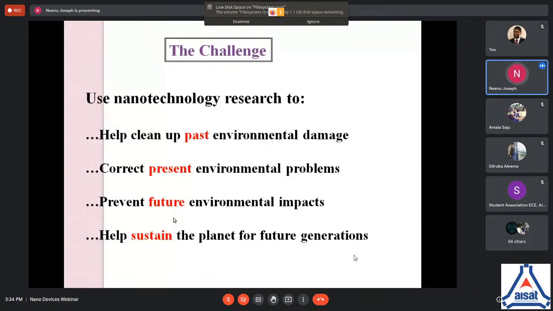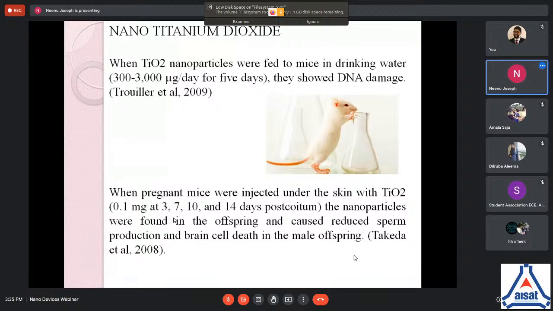The challenges faced in nanotechnology: help clean up past environmental damage, correct present environmental problems, prevent future environmental impacts, and finally help sustain the planet for future generations. For example, nano titanium dioxide: the research is given when titanium dioxide nanoparticles were fed into mice in drinking water, they showed DNA damage in the mice. And second experiment, when pregnant mice were injected under the skin with titanium dioxide, the nanoparticles were found in the offspring and caused reduced sperm production and brain cell death in the male offspring.